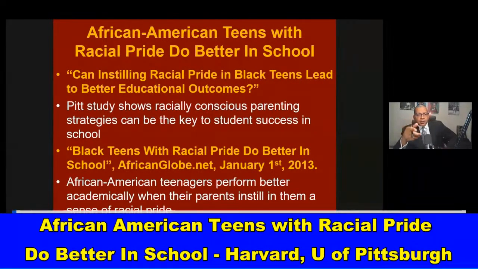So then we have this study right here. This is a joint study by the University of Pittsburgh and Harvard University. It deals with how African-American teens with racial pride do better in school. University of Pittsburgh has an article, Can Instilling Racial Pride in Black Teens Lead to Better Educational Outcomes? Pitt University study shows racially conscious parenting strategies can be the key to student success in school. AfricanGlobe.net has the article, Black Teens with Racial Pride Do Better in School, from January 1st, 2013.